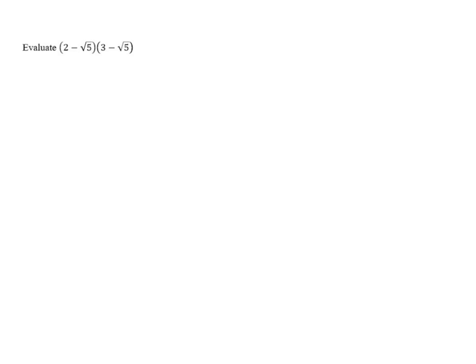Evaluate 2 minus the square root of 5 times 3 minus the square root of 5. Again, this is a situation where we're going to have to FOIL things out. So let's look at it one step at a time.